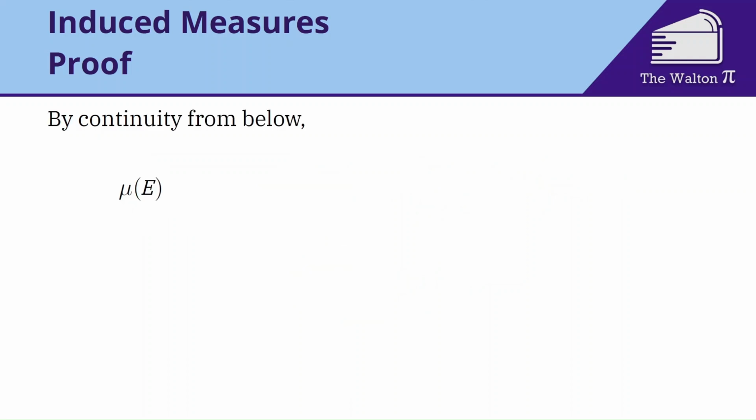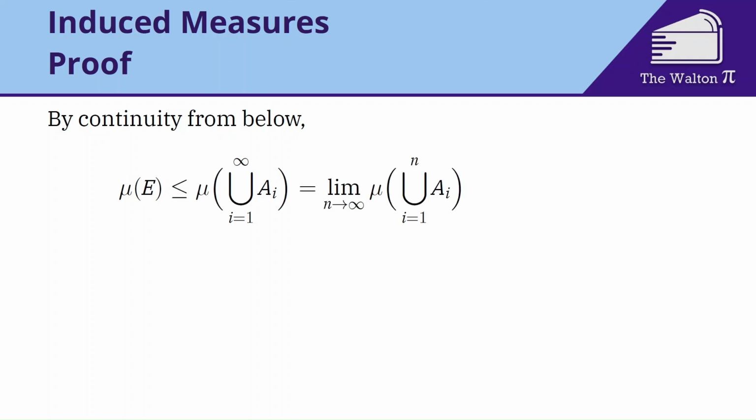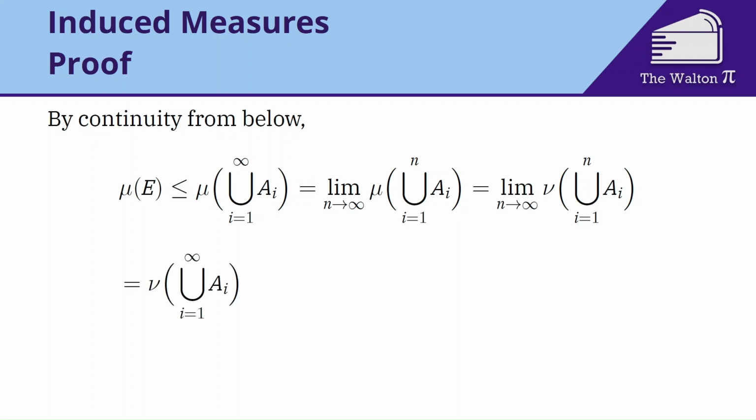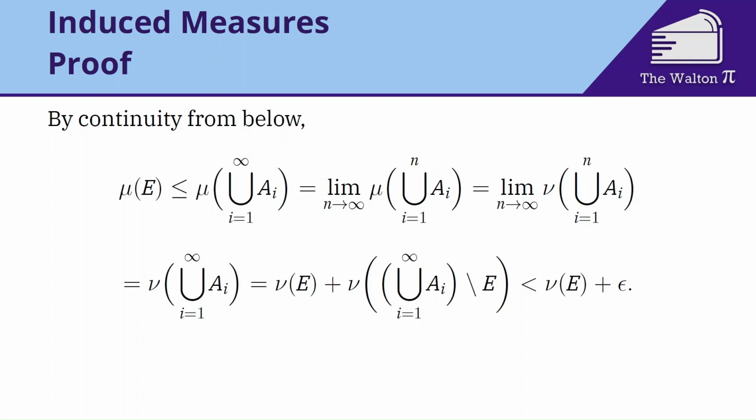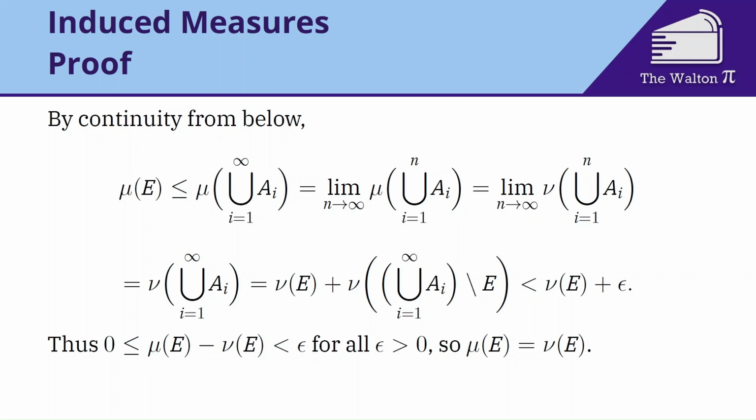By continuity from below, mu of E is less than or equal to mu of the union of all the A_i's, which is the limit as n goes to infinity of mu of the union from 1 to n of A_i, which is the limit as n goes to infinity of nu of the union from 1 to n of A_i, which is nu of the union from 1 to infinity of A_i, which is nu of E plus nu of the union from 1 to infinity of A_i minus E, which is less than nu of E plus epsilon. That tells us that 0 is less than or equal to mu of E minus nu of E, which is less than epsilon for all epsilon bigger than 0. So this tells us that mu of E is equal to nu of E.